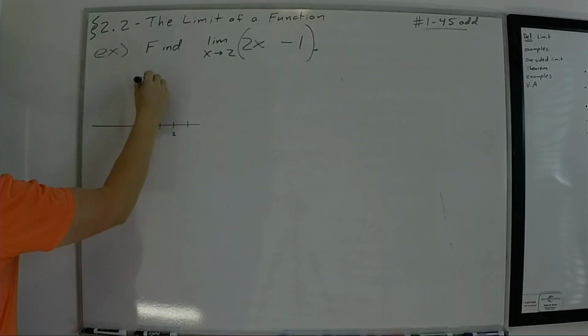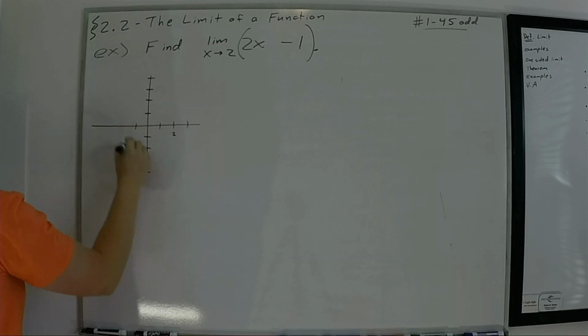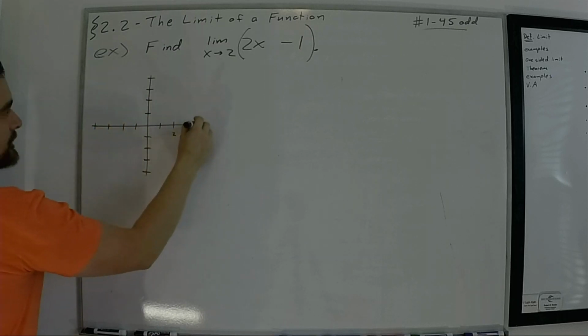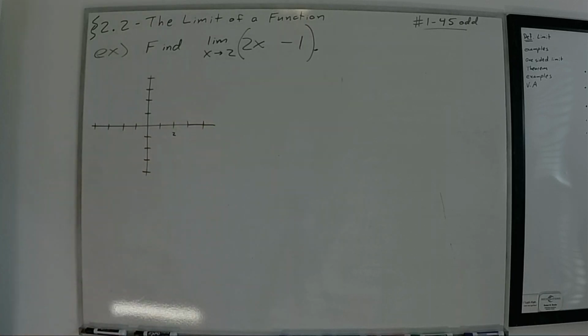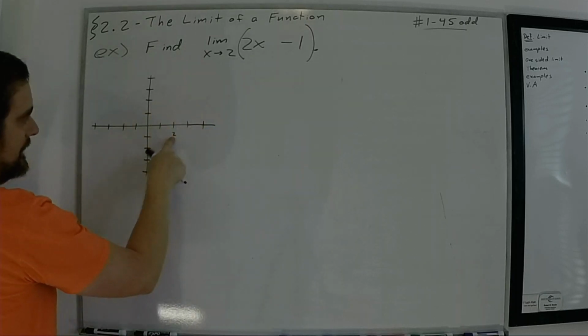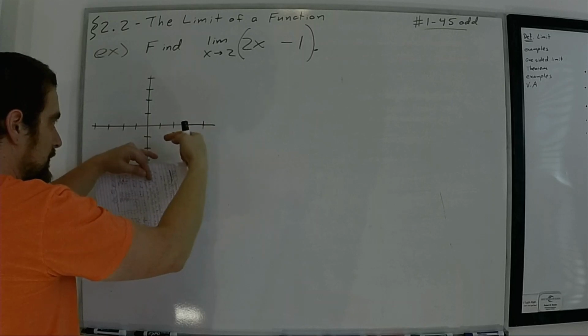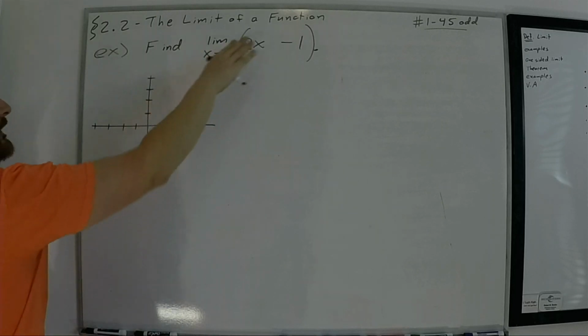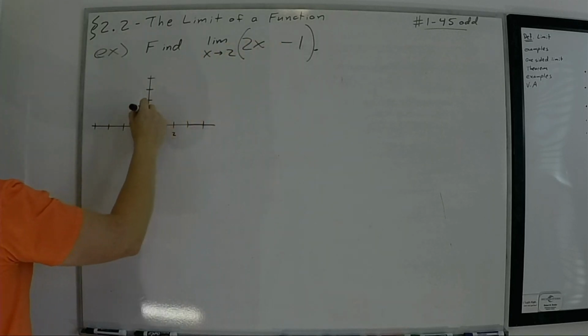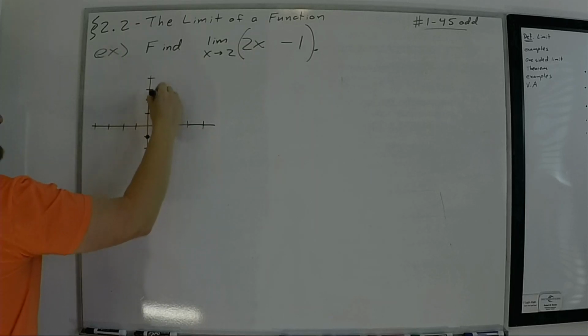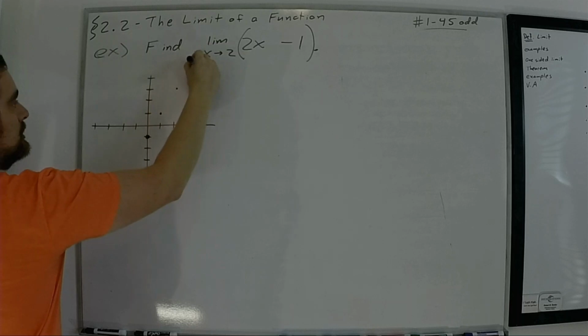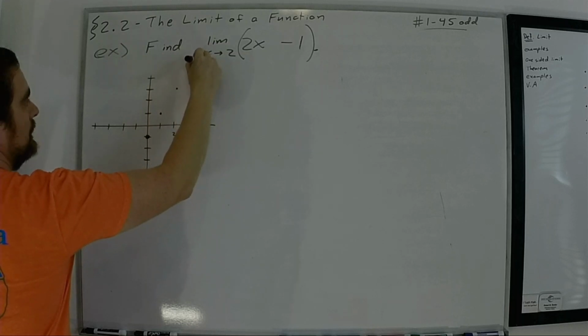1, 2, 3, 4. 1, 2, 3, 4. Maybe I'll squeak one more in there, just to square things up. So we're concerned about x getting close to 2, but not exactly on 2. So we've got a slope of 2, and we pass through -1 on the y-axis. Up 2 over 1, up 2, and we can still squeeze that in up there, and we'll draw.